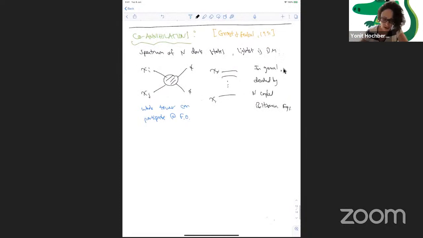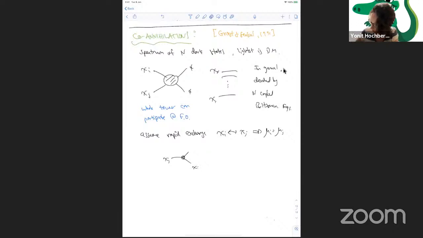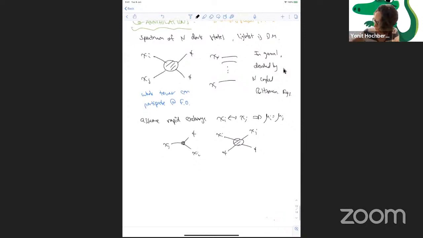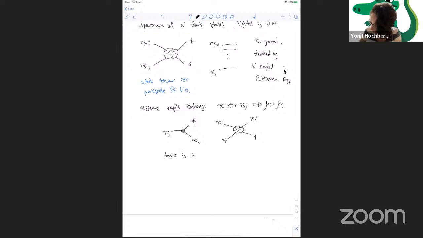But we can use a trick, which is to assume that there's rapid exchange between the chi_i and chi_j throughout this tower. What that does is it sets the chemical potentials of all of the particles in the tower to be the same. This rapid exchange could be happening through decays where chi_j goes to some chi_i and another bath particle, or through scatterings where chi_i changes itself into a chi_j by scattering off of phi's. So basically, this tower of particles is in chemical equilibrium with itself.